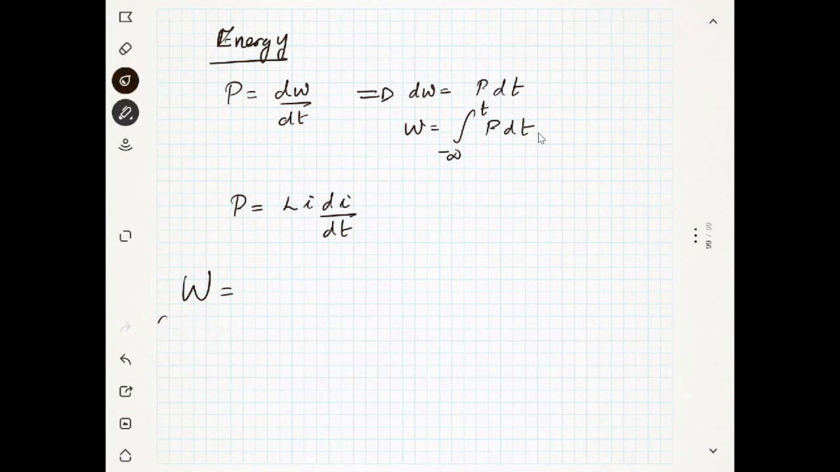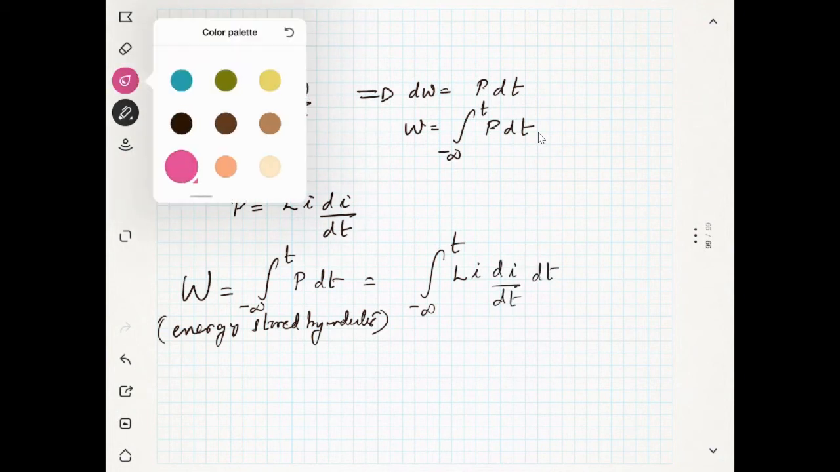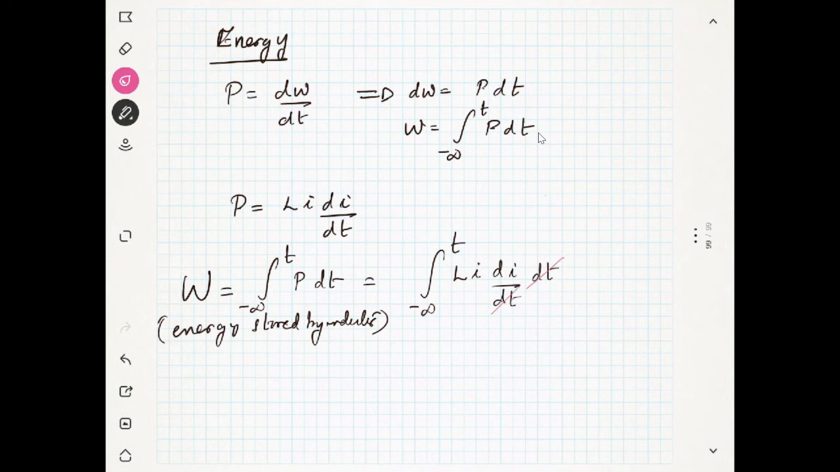This is a very, very important concept that I'm going to explain. Many students don't know the clear difference between this. Energy stored by the inductor is equal to the integral from minus infinity to t of p dt, which is equal to the integral from minus infinity to t. Power is L i into di by dt. So you can cancel this thing.